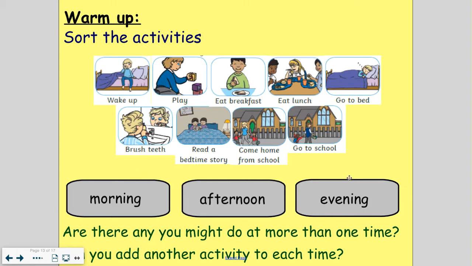Are there any of the activities that might belong to more than one time of the day? And when you've sorted them, could you add another activity that you do at each time of the day to each group? You need to pause the video to have a go at this. Please spend as long or as little amount of time as you need.